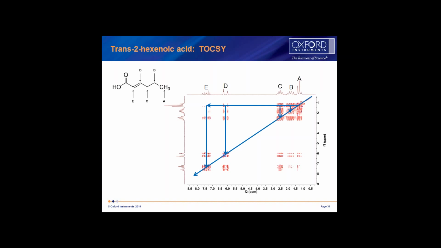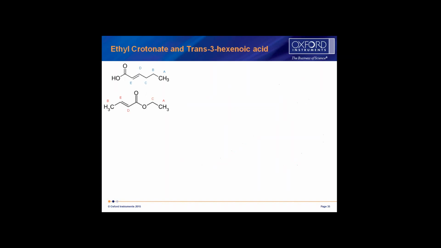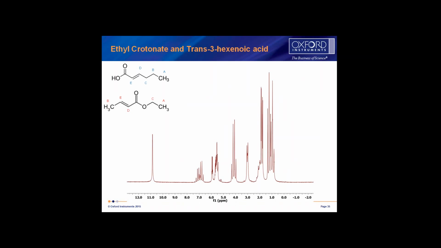But this is a single molecule, and perhaps the TOCSY is what we would expect. So we want to present ourselves with more of a challenge. So we'll take a mixture of trans-3-hexenoic acid and ethyl crotonate. If we look at the spectrum, we can see, although some of the peaks are recognizable, we have significant overlap between resonances from the two molecules.